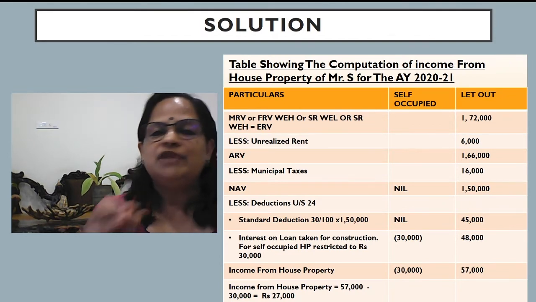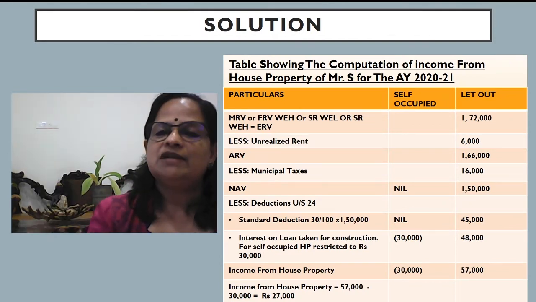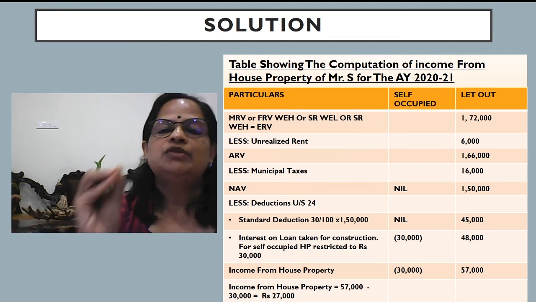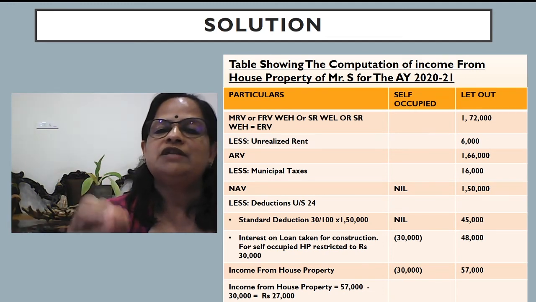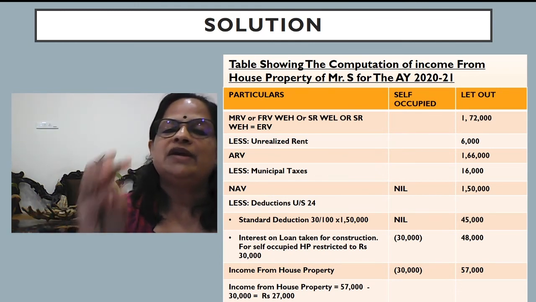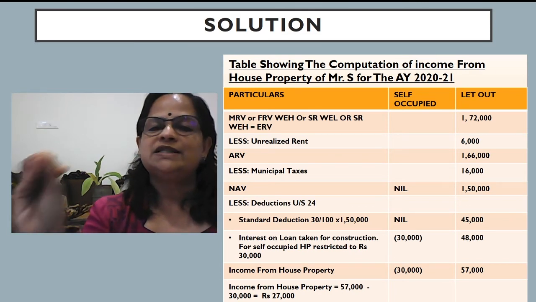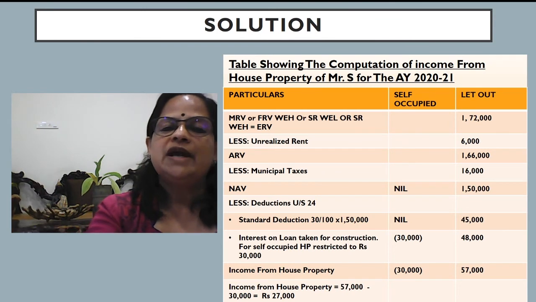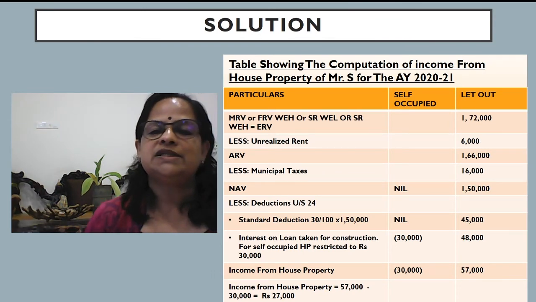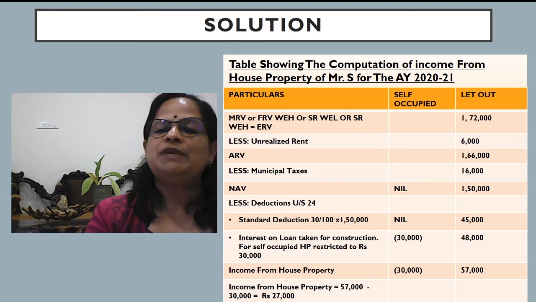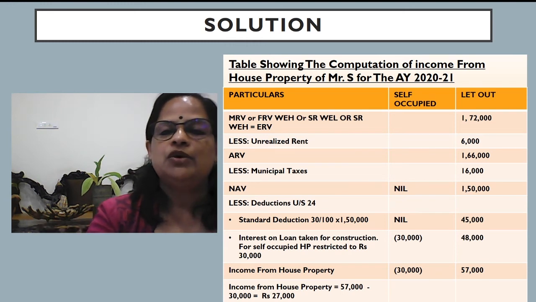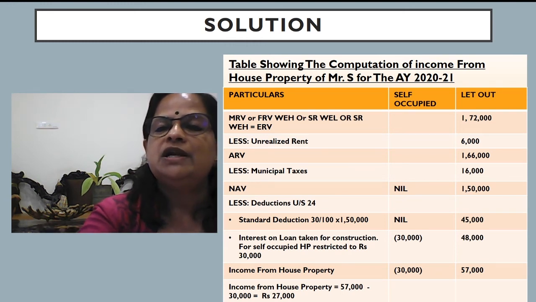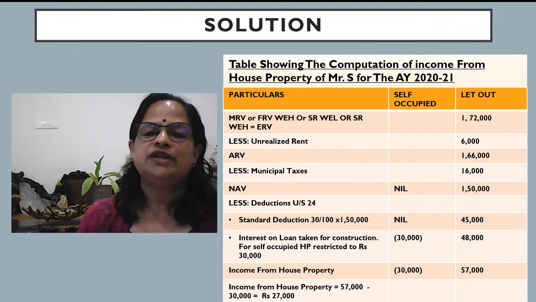So, municipal rent, we are doing the problem in 2 columns. One is self-occupied, second one is let out. Municipal rental value or fair rental value, whichever is high, you are comparing with standard rent, and like that you are arriving at the expected rental value, 1,72,000. Unrealized rent is there, you have to reduce. So, you will get annual rental value, 1,66,000. You are reducing municipal taxes, you are getting net annual value. Self-occupied house property, it's nil. Let out house property, 1,50,000.